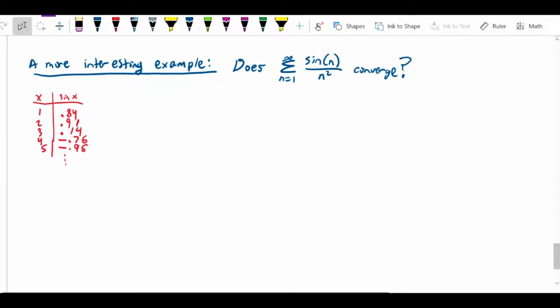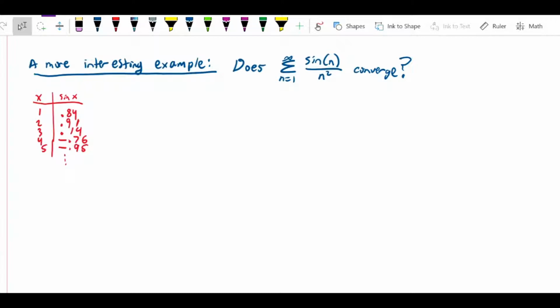So let's ask a slightly more interesting question. Let's ask, does the sum from n equals 1 to infinity of sine n over n squared converge? Now, it might look like we've done this. Some of you will remember this was kind of a tricky problem that relied on the fact that the sine function is always between negative 1 and 1. And you might say, well, what's the difference between this and what we did before?